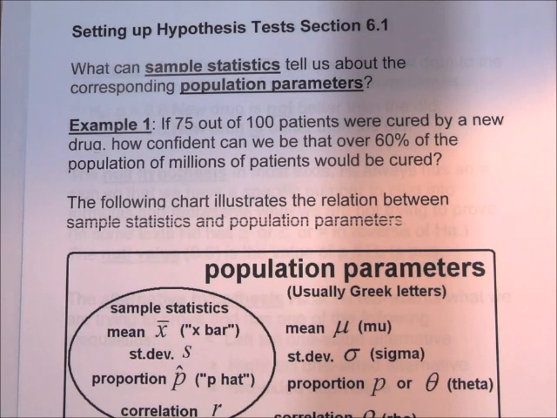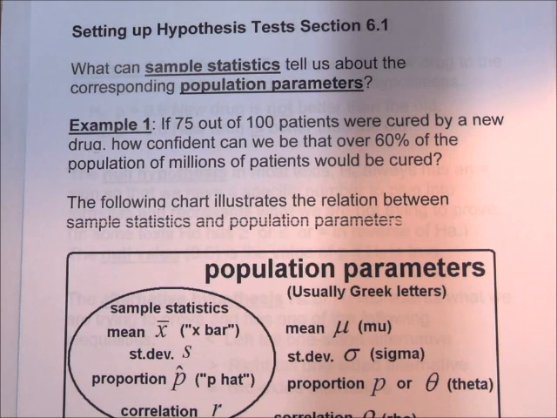Setting up a hypothesis test. What can sample statistics tell us about corresponding population parameters? So that's sort of the goal of hypothesis testing. Example: 75 out of 100 patients are cured by a new drug. How confident can we be that over 60% of the population of millions of patients would be cured?